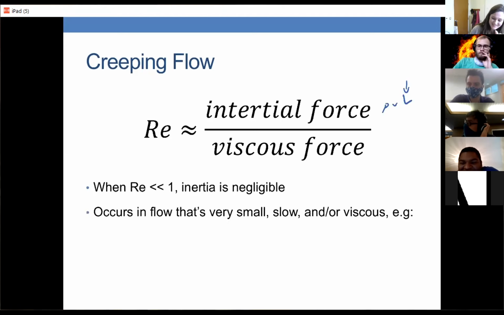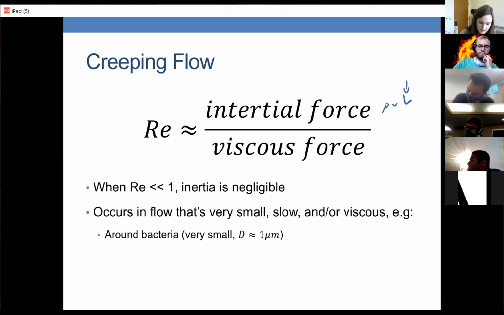Anyway, so we have flow that's very small, very slow, and or very viscous. So around bacteria, bacteria are about a micrometer scale. And micrometer, remember, is 10 to the -6 meters. So once you get down to the micron scale, you can start to assume this is happening.